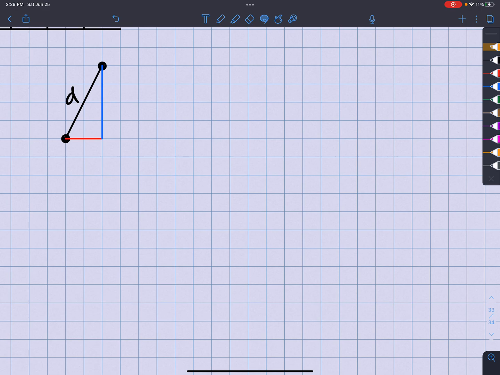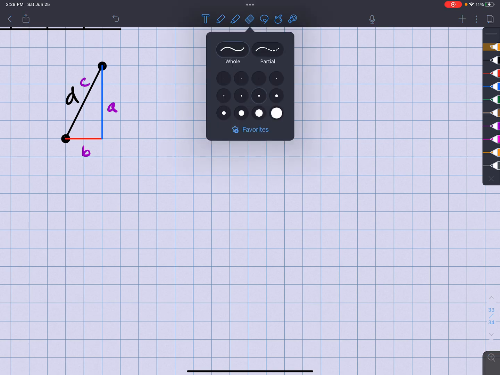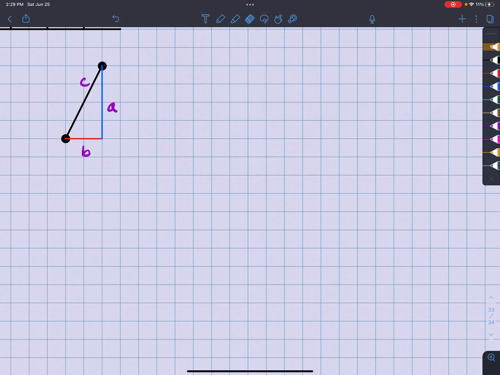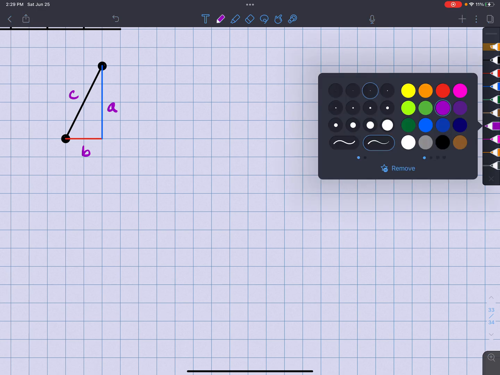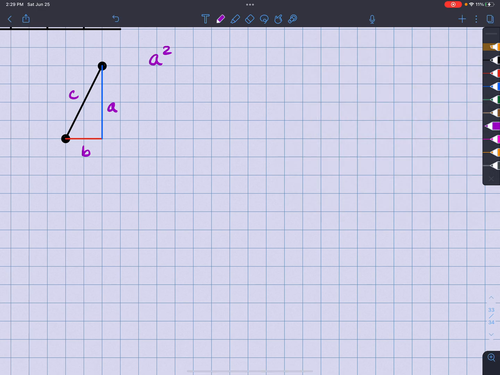And you know the relationship of a right triangle, right? A squared plus B squared is equal to C squared. So we typically would call it A and B and C. In this case, I'm just calling it D instead. Actually, let's just call it what it is. Let's just go ahead and call it C. So what I would know here is that A squared plus B squared is equal to C squared. That's called the Pythagorean theorem.